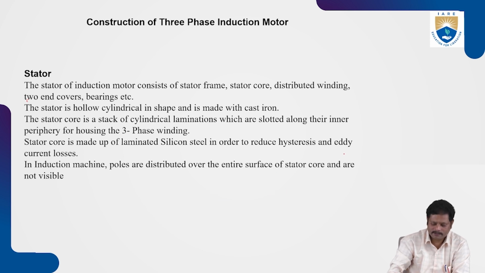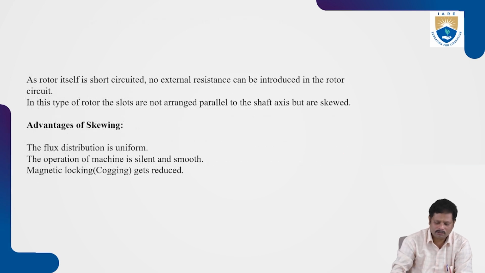so it is constructed. And then the rotor is short circuited in the squirrel cage induction motor, so no external resistance can be introduced for the purpose of any speed control or something.